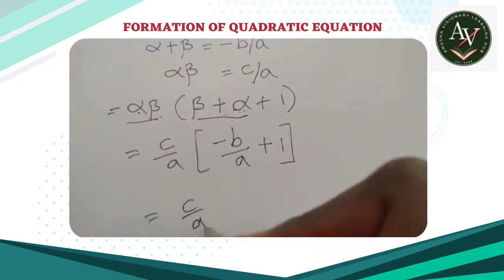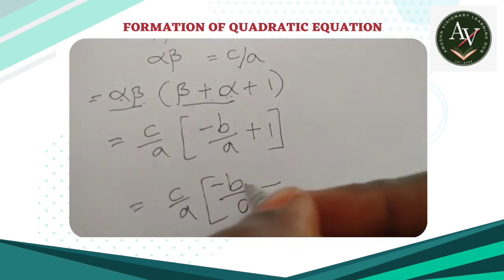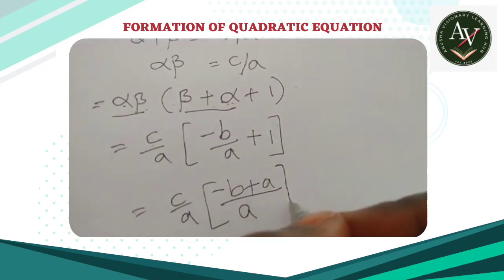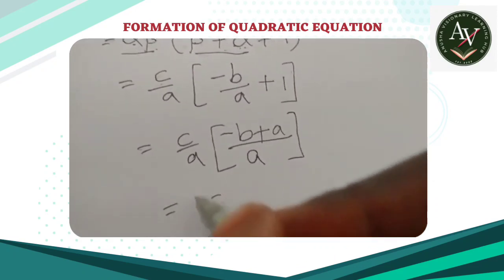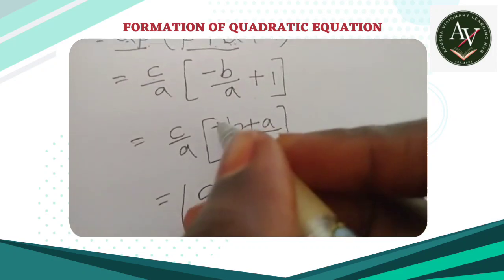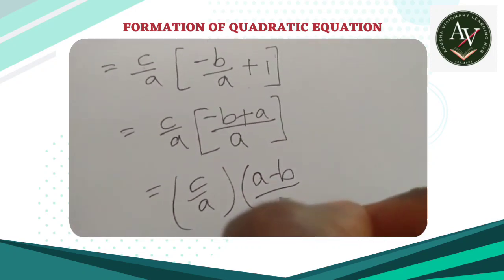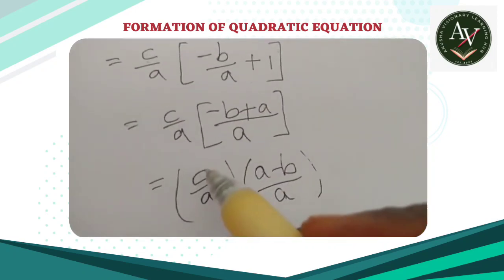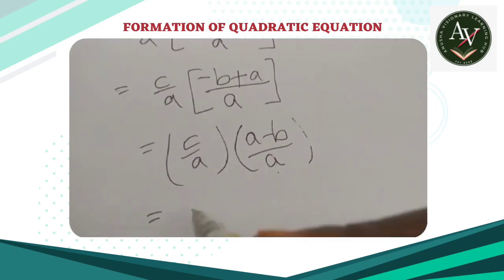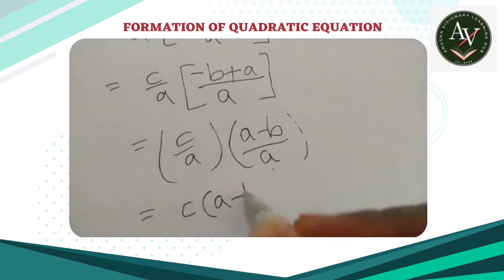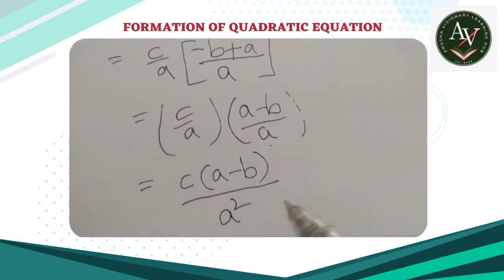Now just take the LCM, that is a, then it will be minus b plus a, c by a into, we can write it as a minus b, there is no change, just writing them in order. Now just multiply numerator with numerator and denominator with denominator. As there is no cancellation of terms, directly we can write c into (a minus b) whole divided by a into a, which is a square.